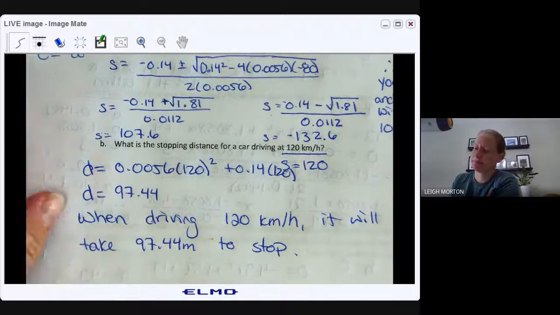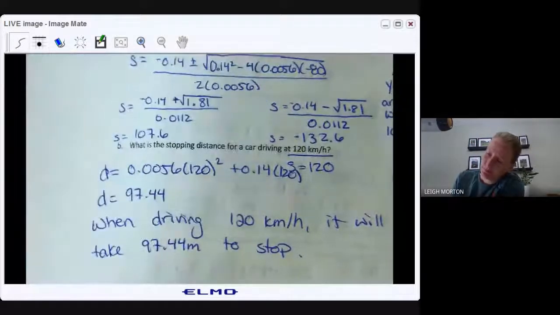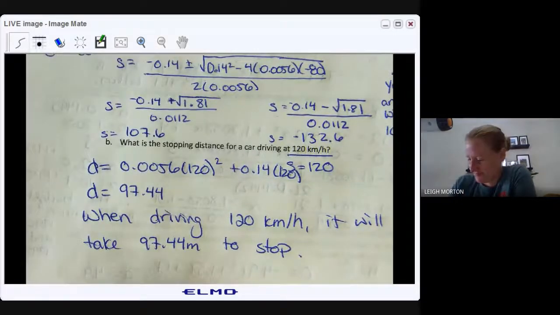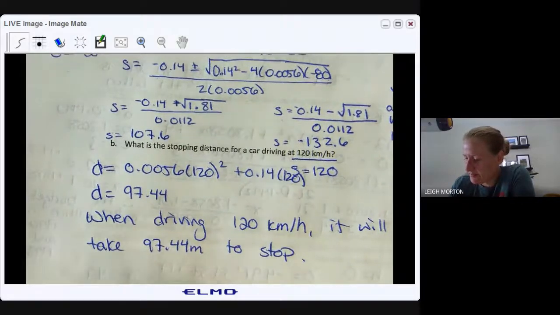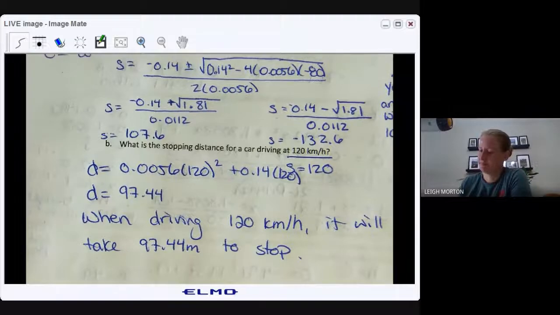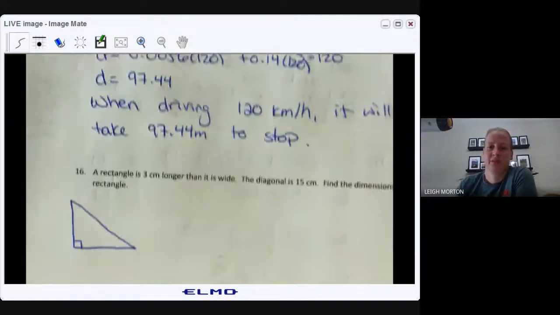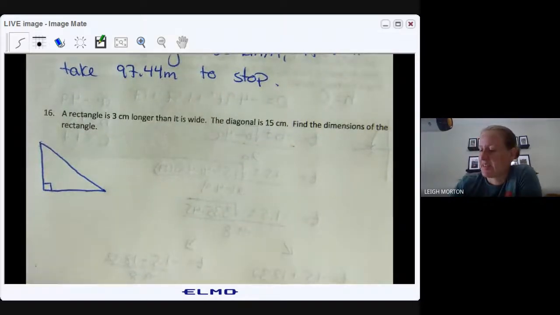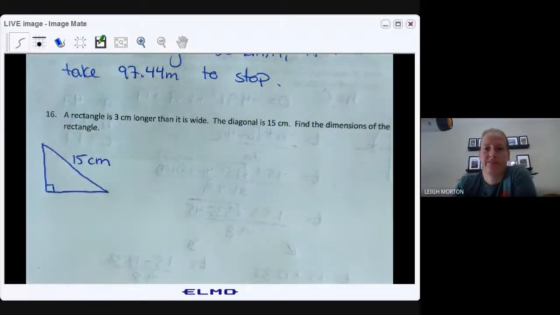How are we doing on time? Okay, we're gonna do two more. This next one's a little bit trickier. All right, a rectangle is 3 centimeters longer than it is wide. The diagonal is 15 centimeters. Find the dimensions of the rectangle. Whoa.